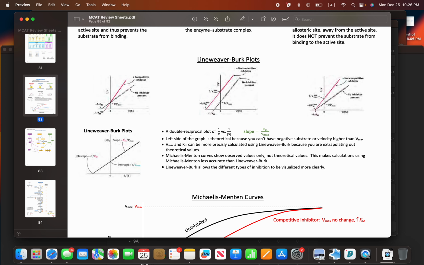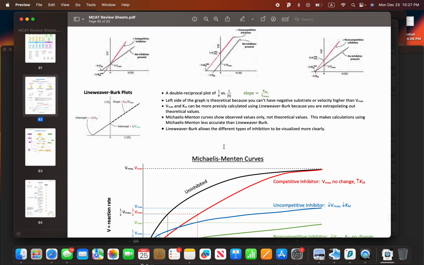Okay, so a double reciprocal plot of 1 over V versus 1 over S. The left side of the graph is theoretical. Vmax and Km can be more precisely calculated with the Lineweaver-Burk, which shows observed values only, not theoretical.